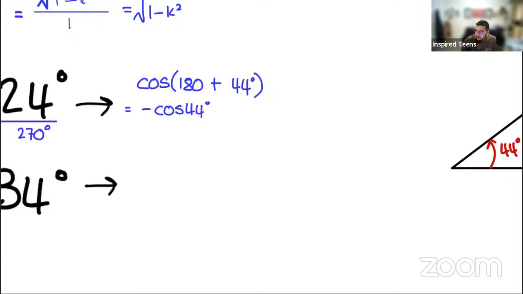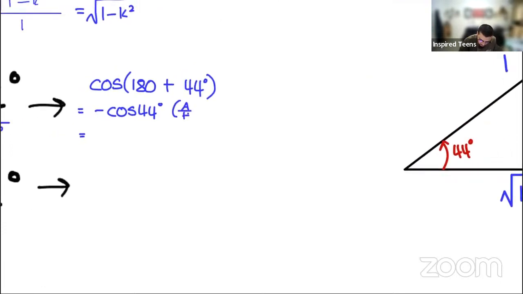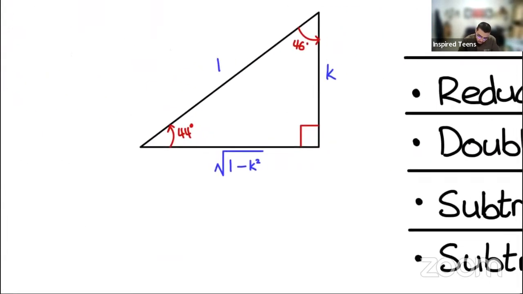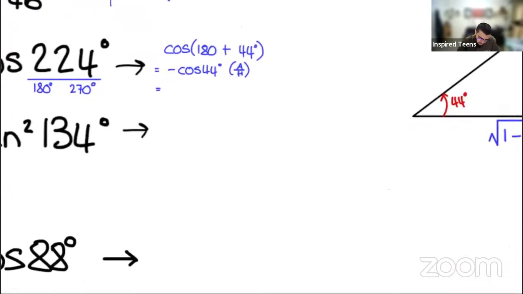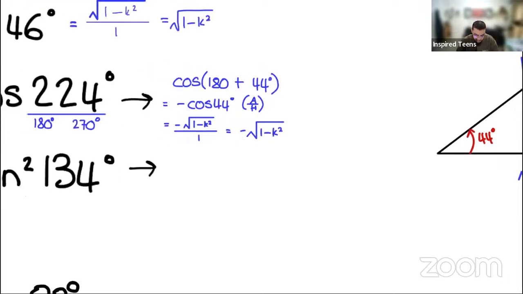Negative cos 44. I go to my diagram now and remember that cos is adjacent over hypotenuse, so CAH. I go to 44 specifically, and I look for its adjacent and its hypotenuse. Its adjacent is square root of 1 minus k squared. Its hypotenuse is 1. So that's a simple answer of negative, and just keep in mind the negative because we got that from reduction, square root of 1 minus k squared divided by 1, which simplifies to negative square root of 1 minus k squared. Remember this 1 minus k squared is inside of the square root. I hope that makes sense.